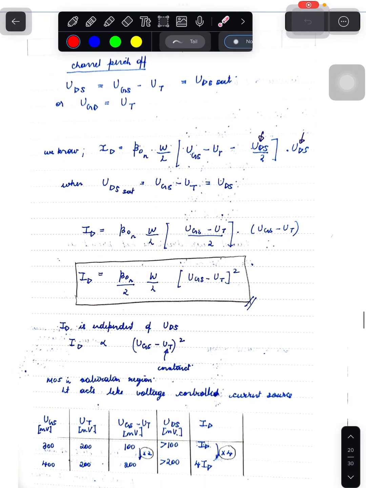And here we have to remember the equation for drain current: ID equals beta naught n by 2 into W by L into (VGS minus VT) the whole square. Here the drain current, that is the output current, is proportional to (VGS minus VT) the whole square. Hence here it is not linear, and it is also not dependent on VDS voltage.